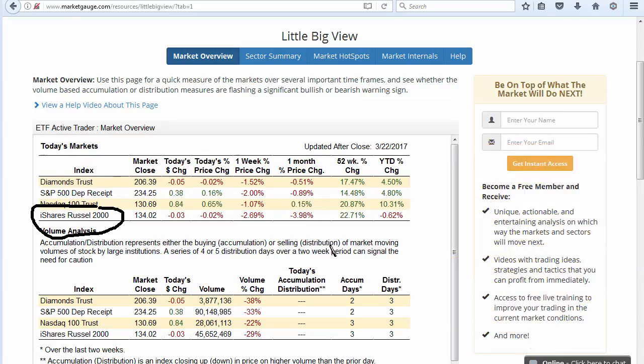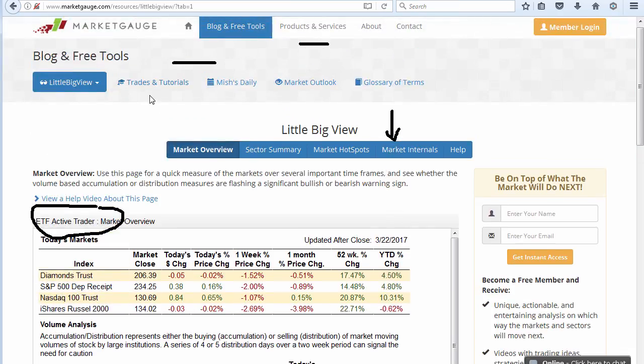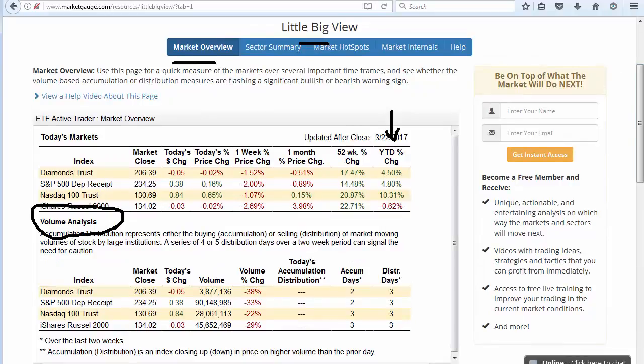All right, so back to the Russell 2000. The thing that brought this to my attention was this little table that we have on our site. It's free. It's at the market overview section of Little Big View. And to get there, you would just go to Little Big View, blogs and tutorials, blogs and free tools. And the thing that really should jump out at you in this table is the fact that year to date, the IWMs went negative. All right, now this is from the 22nd close, and we're trading up a little today on the 23rd, but this is really a big picture.